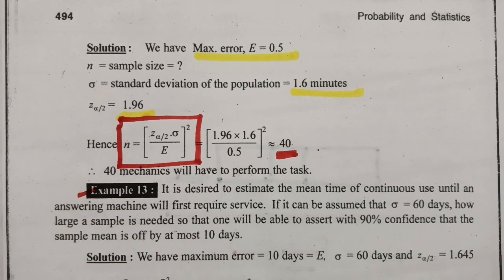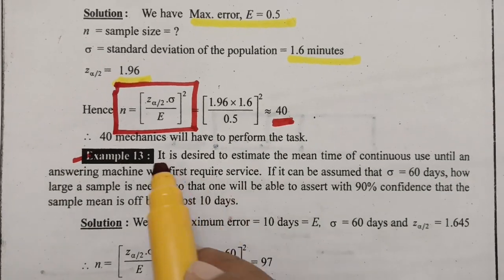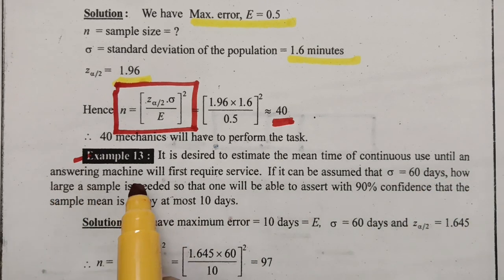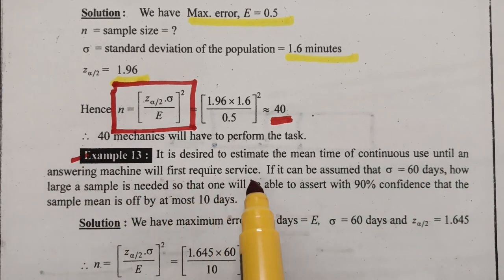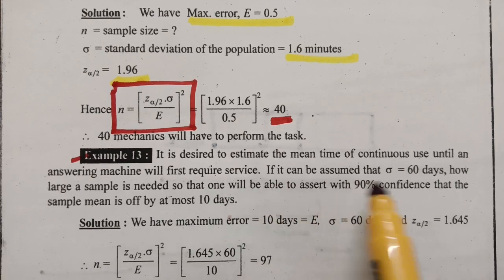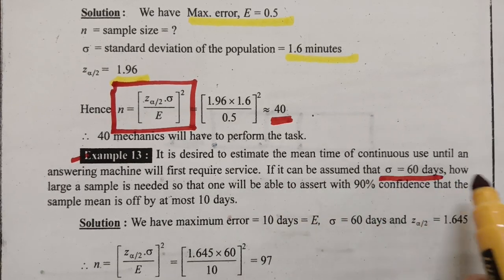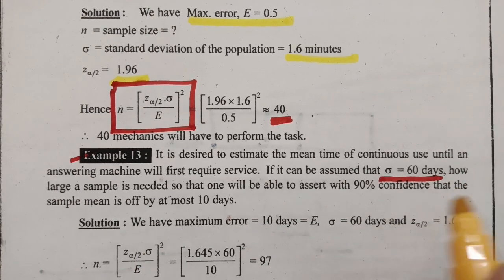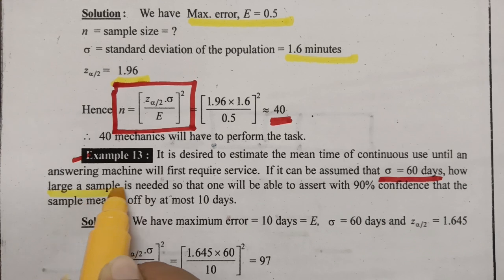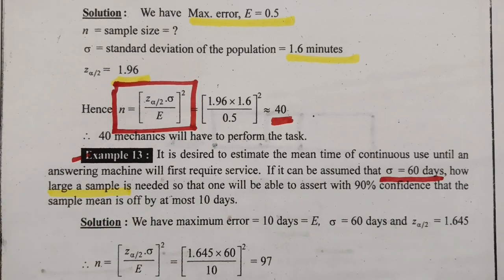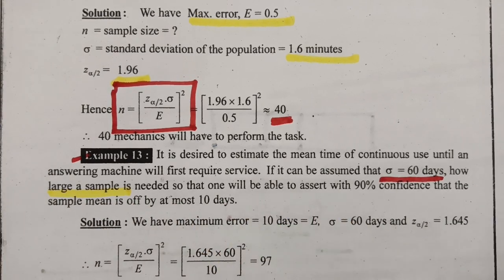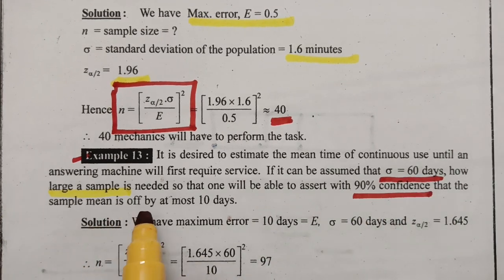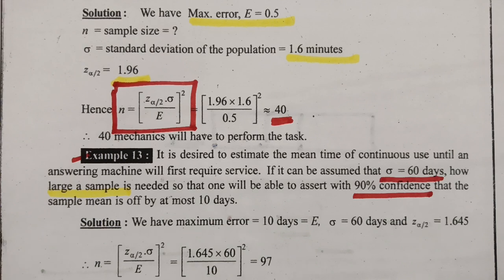And the next, the 13th question, is: it is desired to estimate the mean time of continuous use until an answering machine will first require service. If it can be assumed that sigma is equal to 60 days, how large a sample is needed? So what is asked here? How large a sample, n, is needed so that one will be able to assert with 90% confidence that the sample mean is off by at most 10 days.